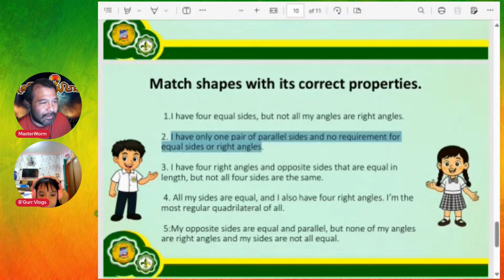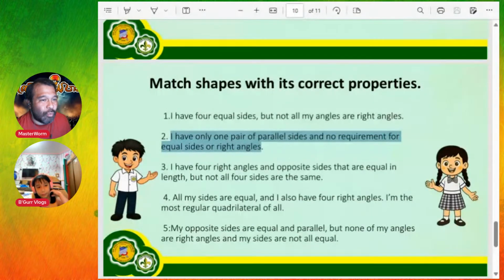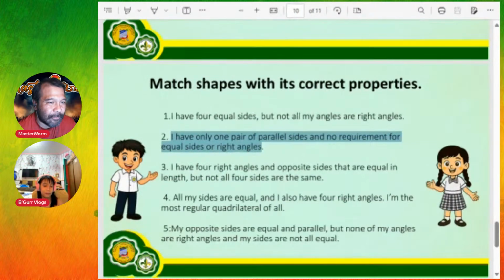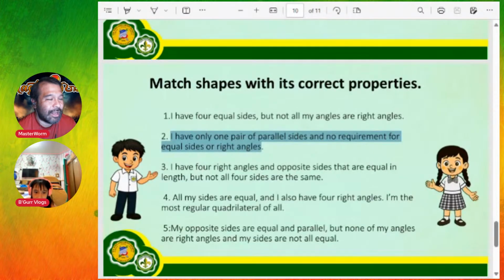It is a trapezoid. A trapezoid is a quadrilateral with at least one pair of parallel sides. It doesn't require equal sides or right angles, which distinguishes it from other quadrilaterals. You just have to understand that what makes a trapezoid different from other quadrilaterals is that it doesn't require equal sides or right angles. There's no right angles here. At least there's one or none.